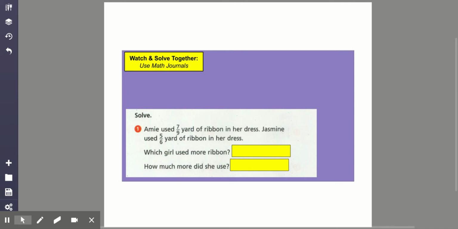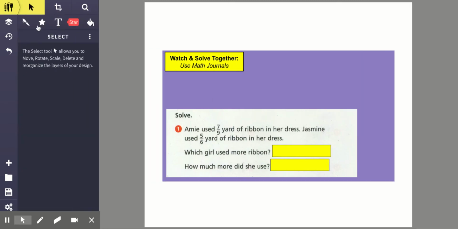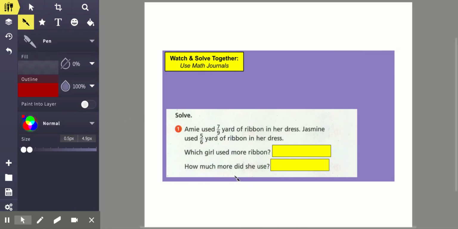So this problem is asking, Amy used 7/9 yard of ribbon in her dress. Jasmine used 5/6 yard of ribbon in her dress. So two questions. Which girl used more ribbon and how much more did she use? So right here on the bottom, it says how much more. So we're going to actually compare these two. And what we're going to do is subtract once we know which girl used more.